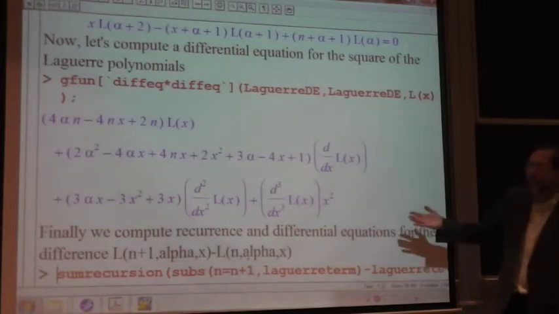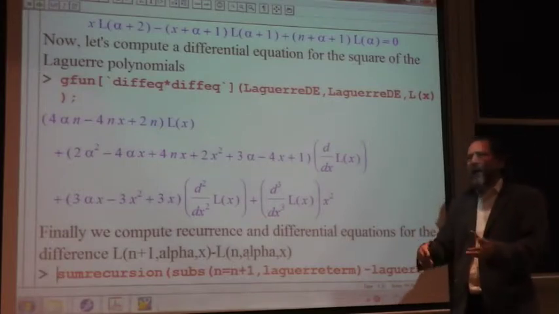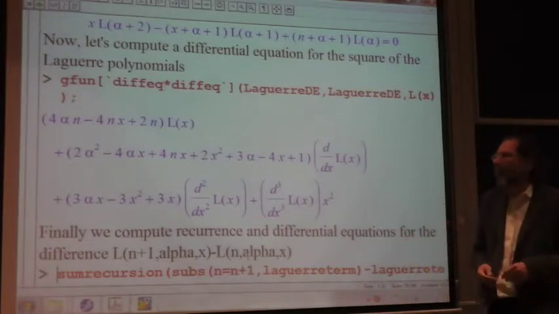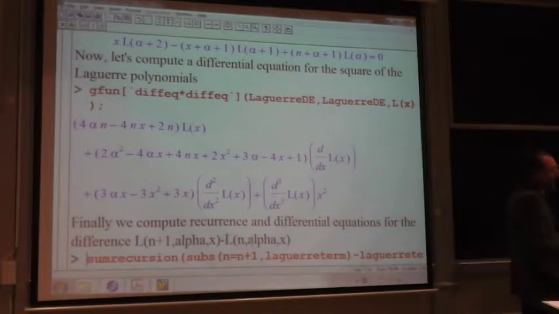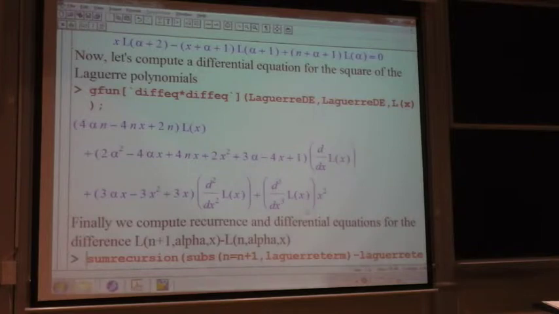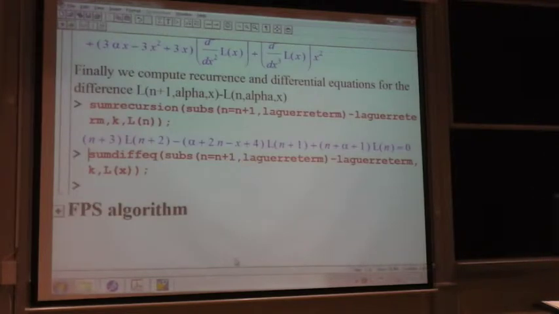Here is the differential equation for the square of the Laguerre polynomials. You can also do Laguerre n times Laguerre m and multiply it. You can do all these algebraic things that you want. Or else, here is finally the difference L_{n+1}^α(x) minus L_n^α(x), and we write this down and get a recurrence equation.